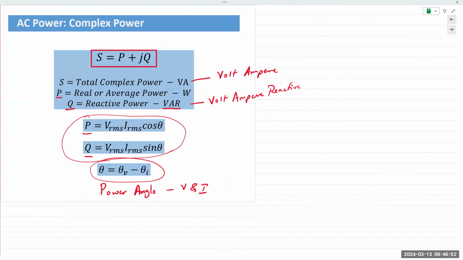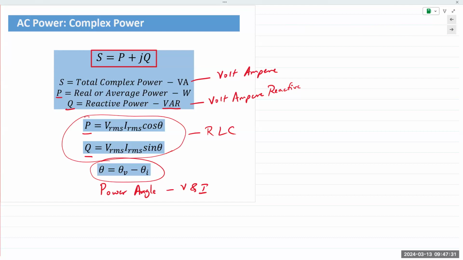Remember, these equations apply to every component. You can use these equations for R, L, and C, but a resistor does not have Q, does not have reactive power. And a capacitor and an inductor do not have P, real power. They only have Q. So if you have the voltage and current for any component, you can apply these equations and find the real power P or the reactive power Q for that component.